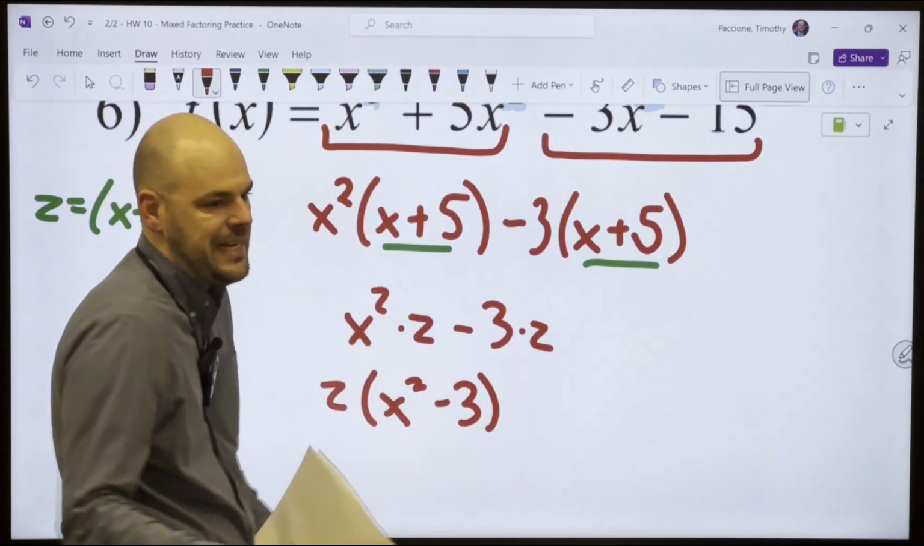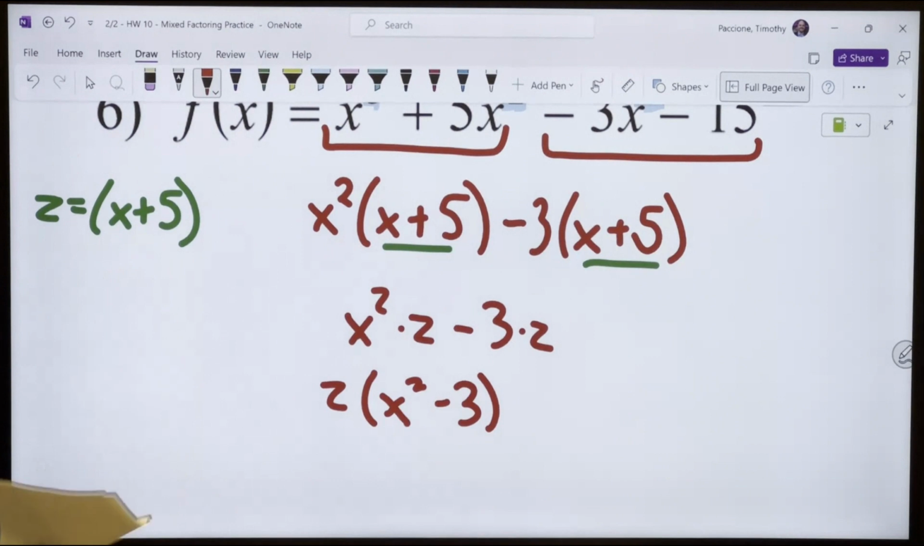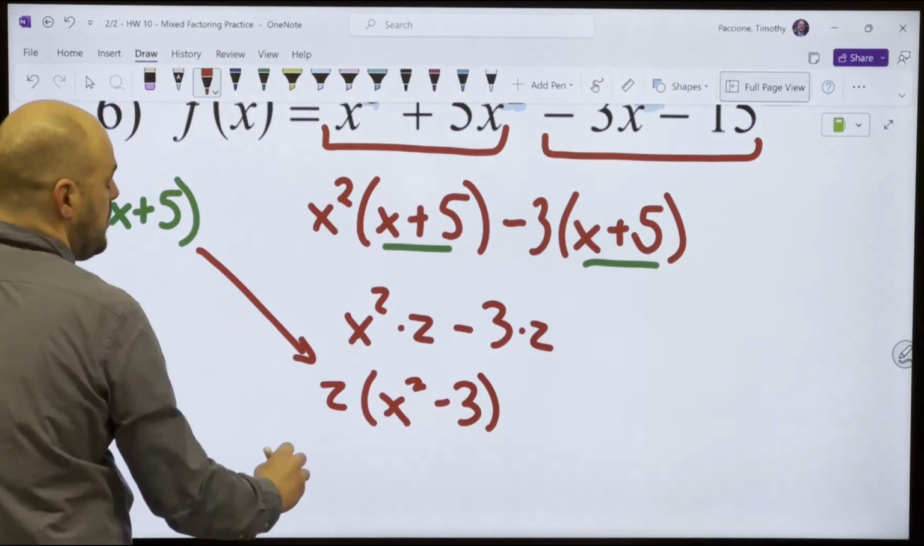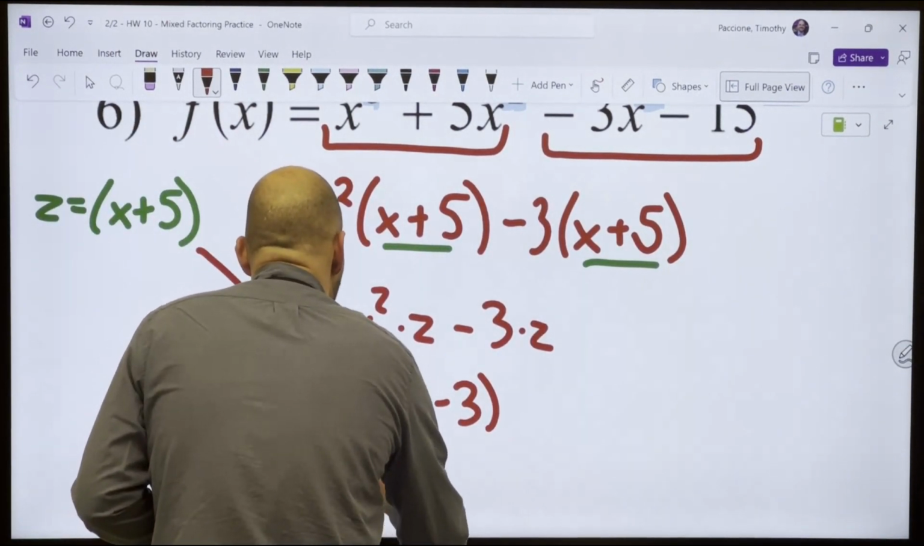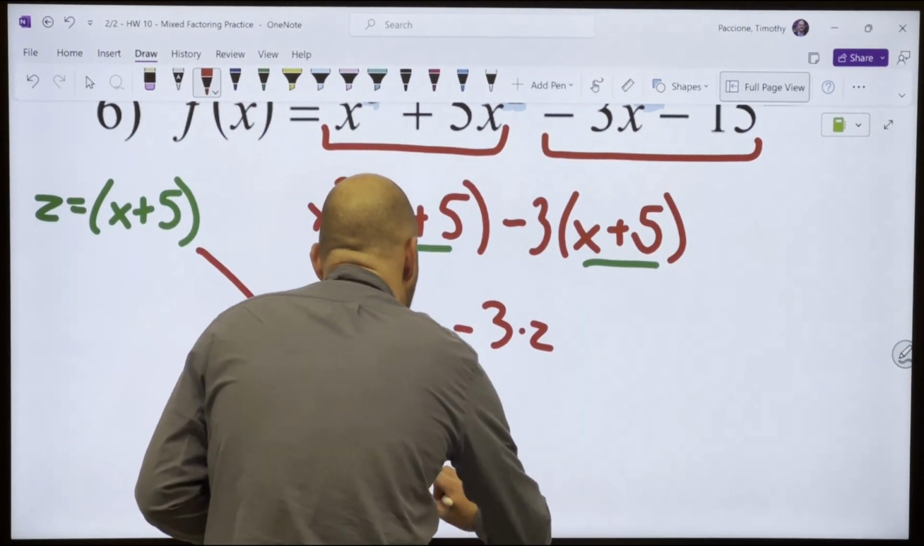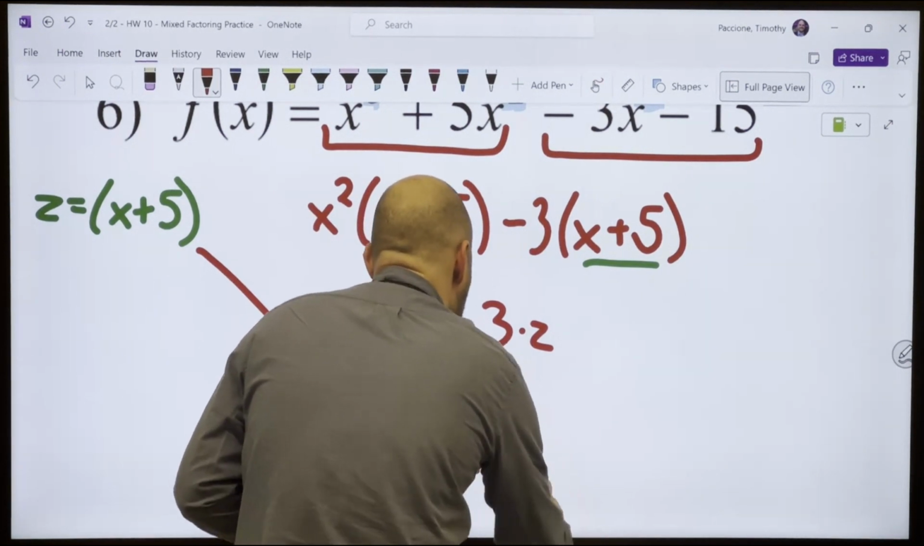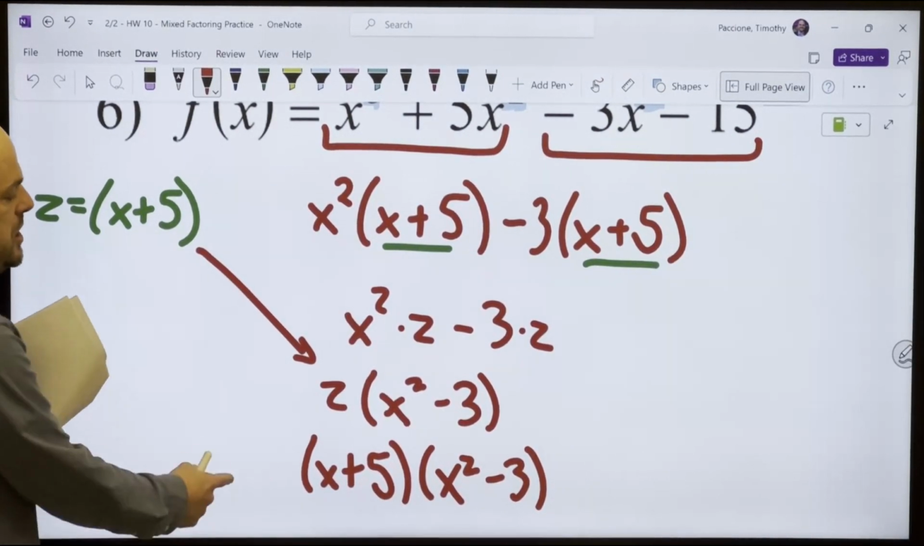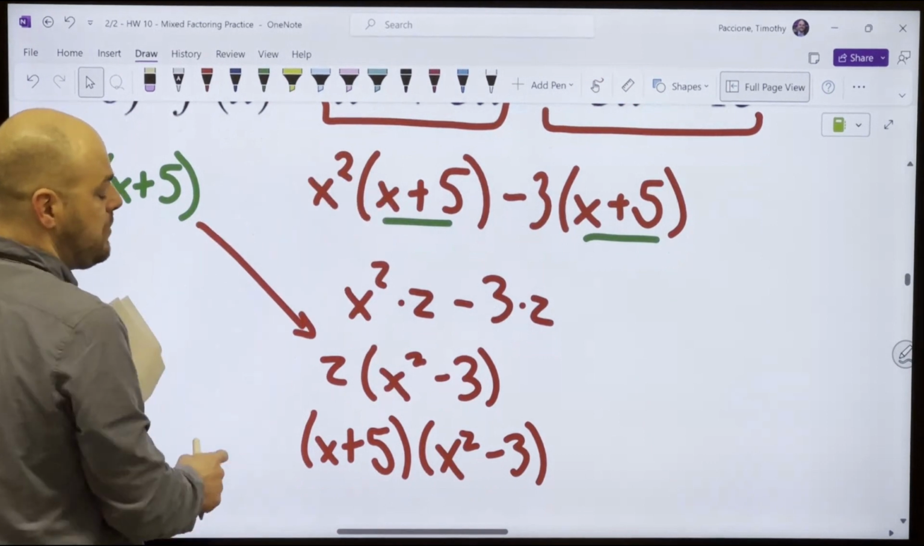Now, we don't want a z in our final answer, so we plug back in what z is equal to. What is z equal to? x plus 5. So this goes back in here, and I get x plus 5 times x squared minus 3. You don't have to put that placeholder in every time. You can, and it does show the concept. We're just GCFing x plus 5 out front.